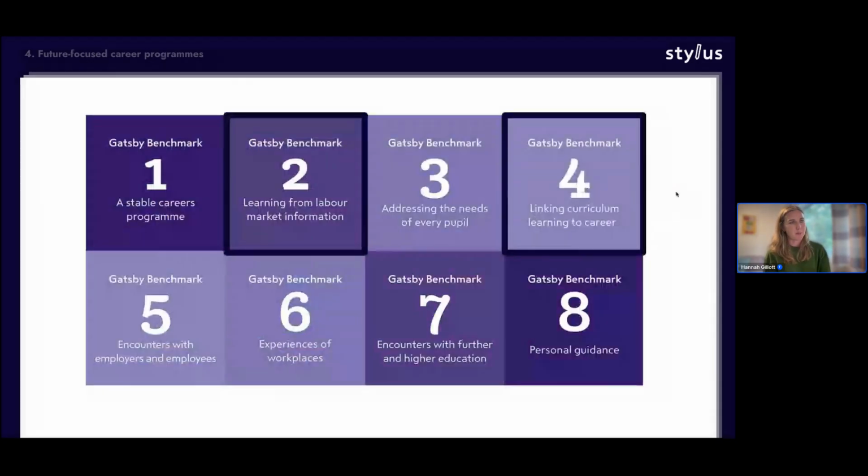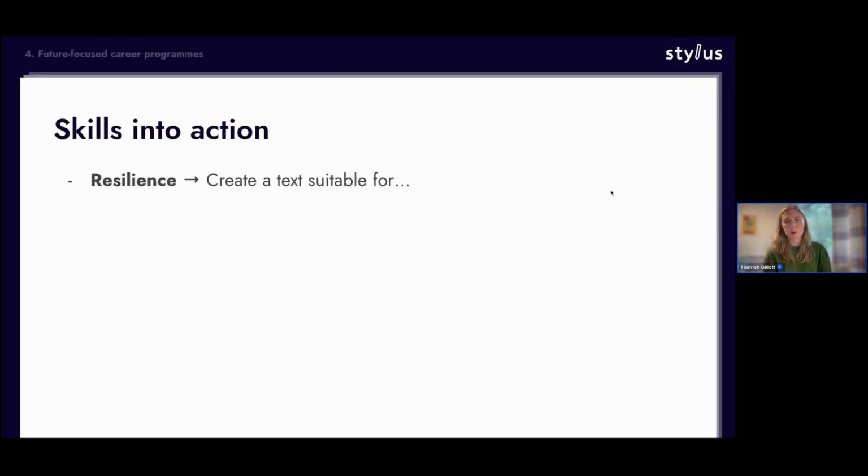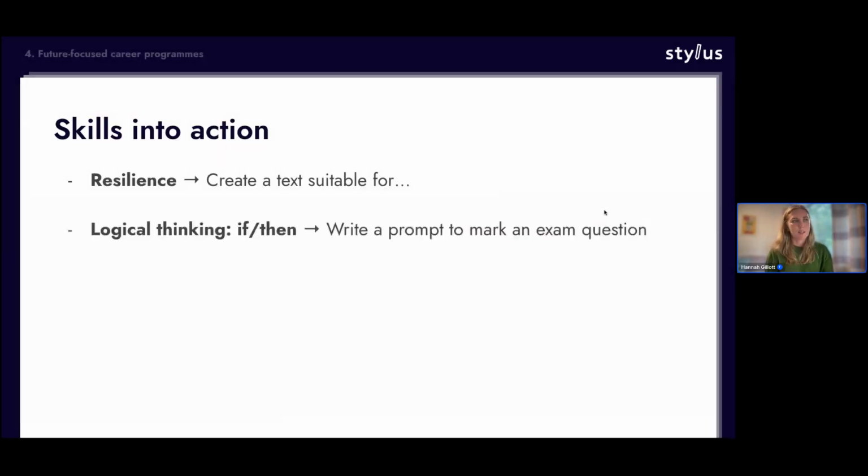I'm going to skip over the Gatsby benchmarks and go straight to this point around turning skills into action. So a few starting points when we want to sort of AI ready our students as early as possible. We need them to be resilient. So this could involve things like creating text suitable for particular groups. We need them to be able to demonstrate logical thinking. And we talked in session 1 around that if-then sort of pseudocode. For older students, this could look like writing a prompt to mark an exam question. If you've used this word, then award the mark. If you haven't mentioned this, then do not award a mark under this particular criteria.